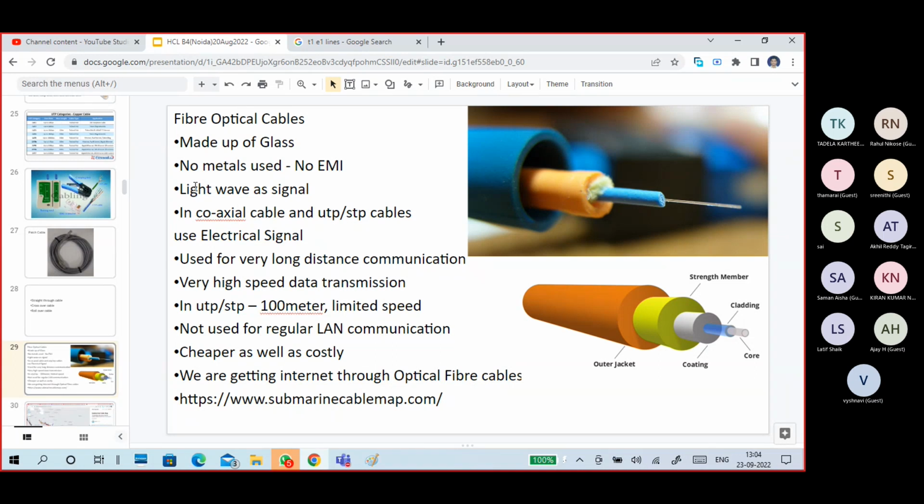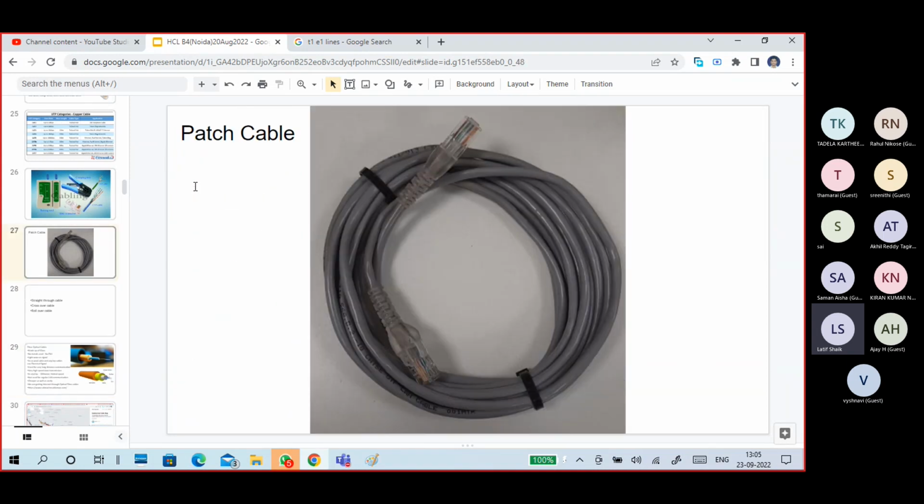Okay. So very long distance communication we can do, and very high speed data transmission we can do. You can ask me a question: if a fiber optical cable is providing long distance high speed data transmission, why are we using copper cables? And of course, as I said, copper is costly and glass is cheaper. Then why can't you use glass?